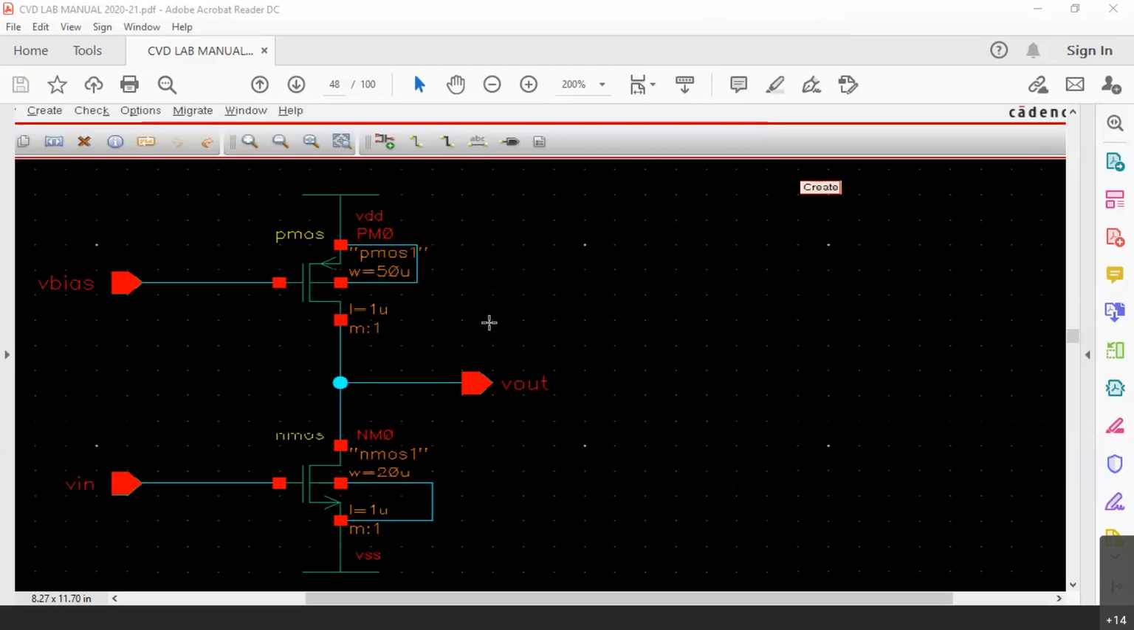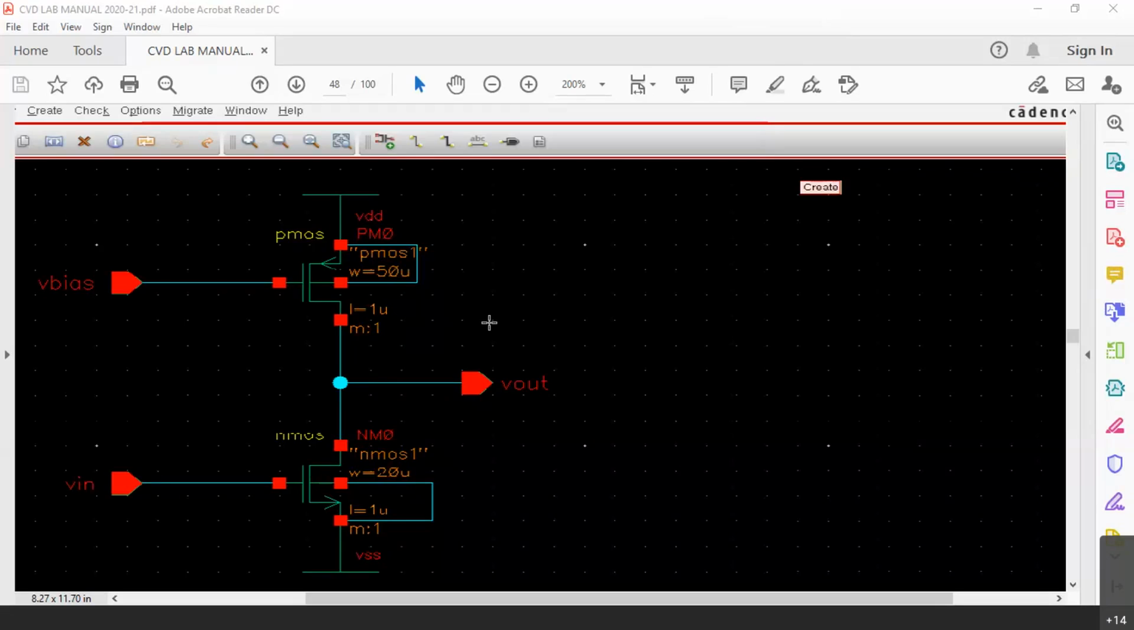Because in general, in the 180 nanometer process, mu n is around 2.3 times mu p. Mobility of electrons is about 2.3 times larger than the mobility of holes. So that way PMOS will be slower compared to NMOS. To compensate for that, we increase the width of the PMOSFET. So here you can see the PMOSFET's width is 50 micrometer and the NMOS width is 20 micrometer.